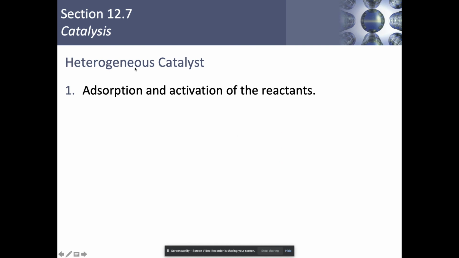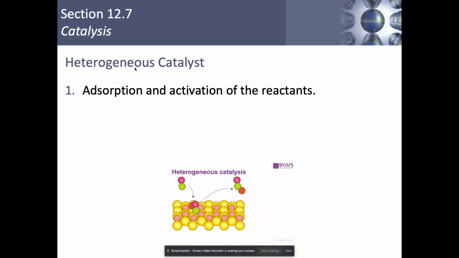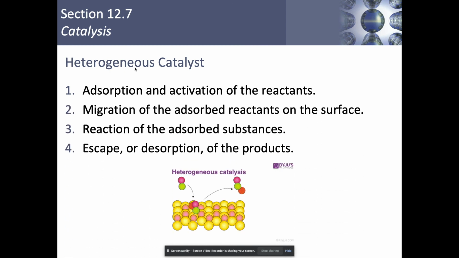Heterogeneous catalysts are catalysts that are in a different state of matter. So if you're doing something with liquids, it could be a solid or a gas. If you're doing something with a gas, it could be a liquid or a solid catalyst. And so here are the steps. You really don't need to know the steps. But the idea is that heterogeneous catalysts tend to be things like a solid piece of platinum or palladium, and your reactant will actually stick to the catalyst.